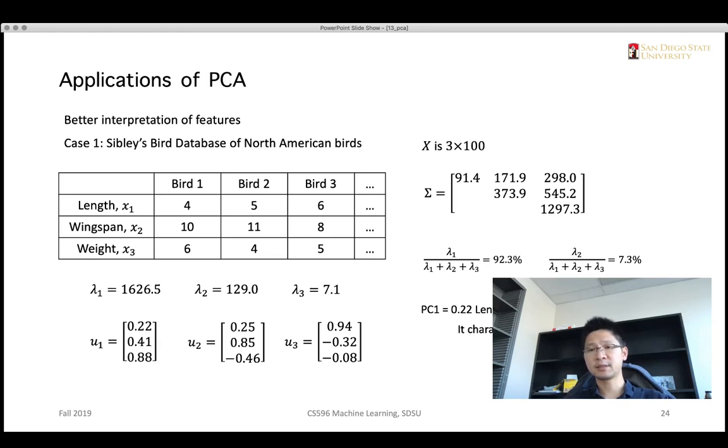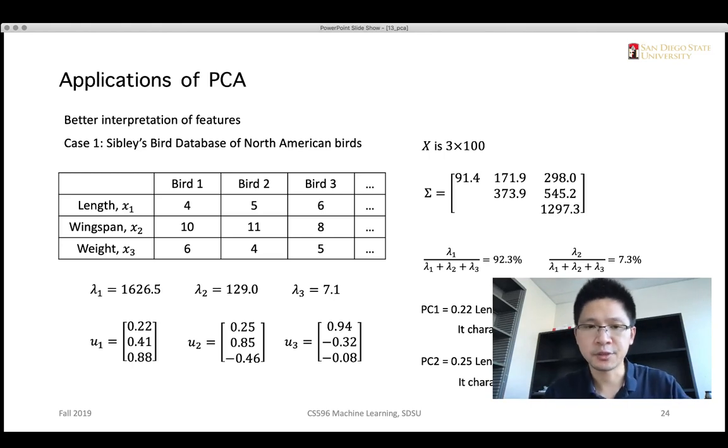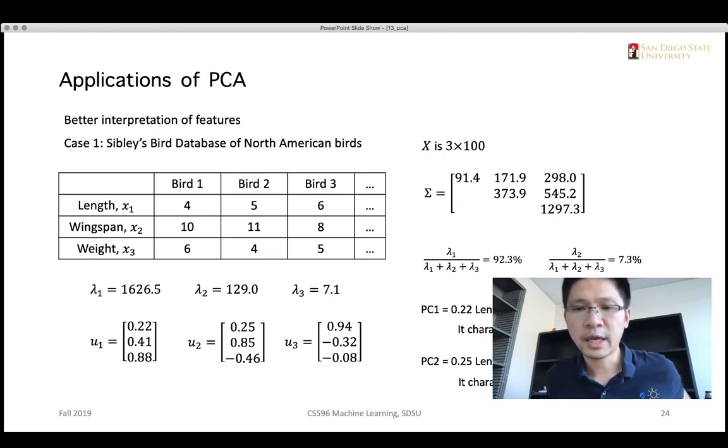characteristic of the size. Okay, and for PC2, it has a negative component, which is here negative 0.46. So it is length plus wingspan minus weight. So it kind of characterizes the stoutness. So there's a difference in the meaning of PC1 and PC2. Now we can explain the data with richer features instead of just using length, wingspan, and weight. We defined some new features as size or stoutness because these PC1 and PC2 capture the total variance of the data very well, and they give more informative interpretations.